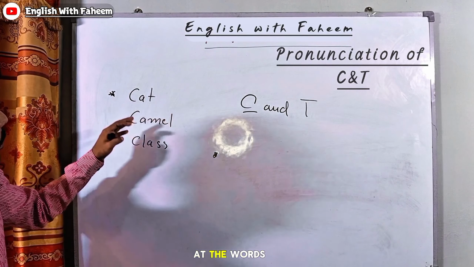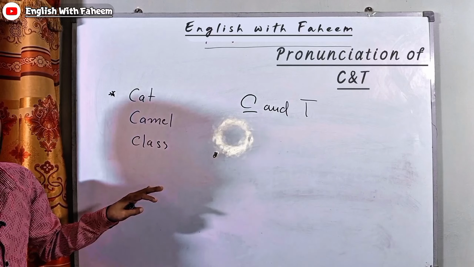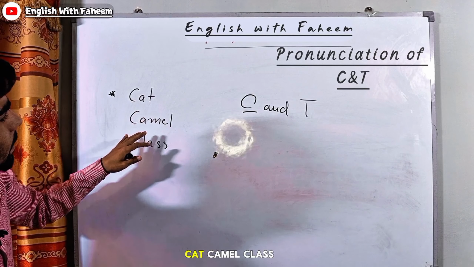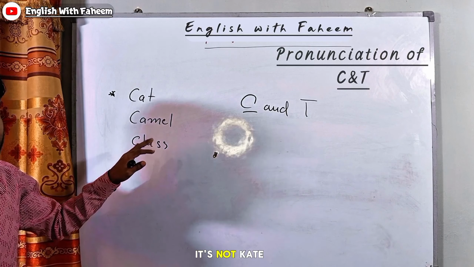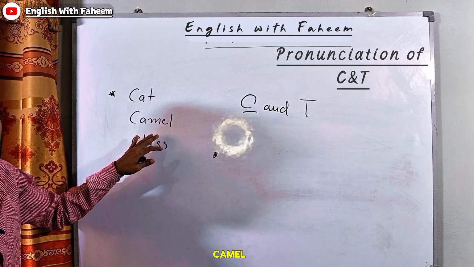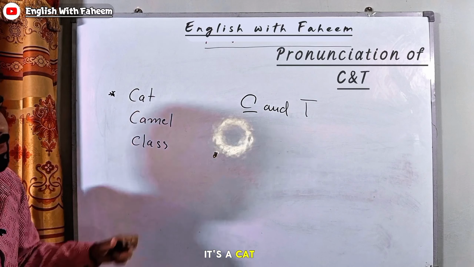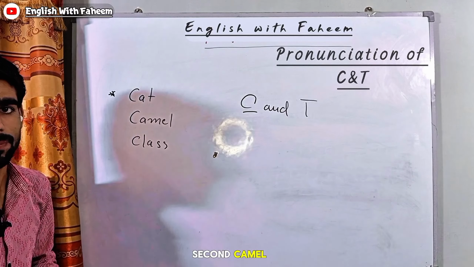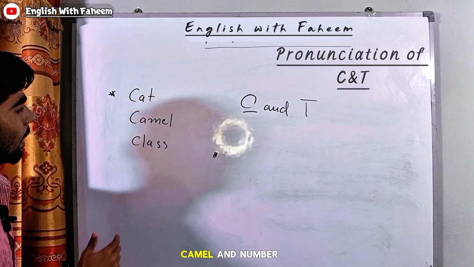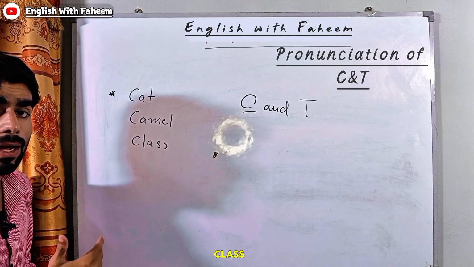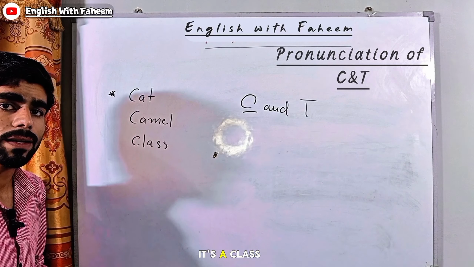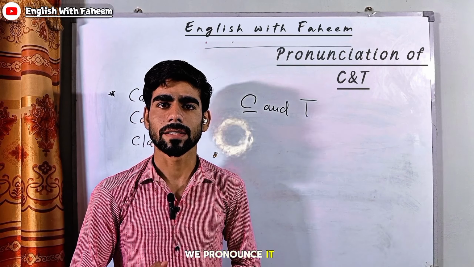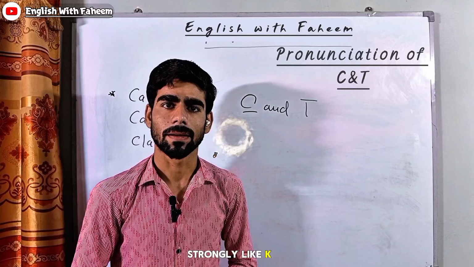My dears, look at the words cat, camel, class. Cat, camel, class. It's not "kat" or "kamel". It's cat. Cat. And number second, camel. Camel. And number third and last, class. It's not "klass". It's class. Here we pronounce it strongly like K.